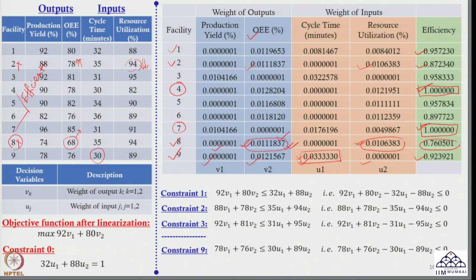So the output of the model is not only telling me which one is efficient, which one is not efficient, it is also telling me where I should focus out of these 4 parameters. Should I focus on output, should I focus on input, should I focus on a combination of output and input? Like in the case of facility 2, I am focusing on a combination of output as well as input. So my focus is increasing output 2 and reducing input 2. Similarly, for facility 8, my focus is on increasing output 2 and reducing the value of resource utilization. So we got the idea, the managerial interpretation.